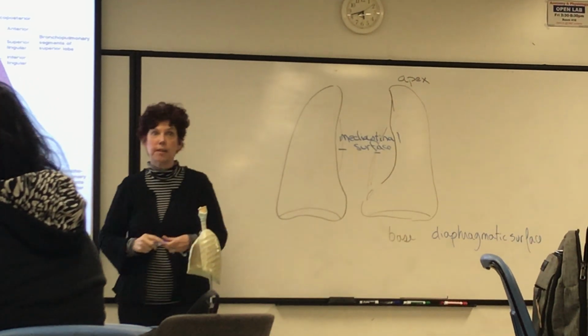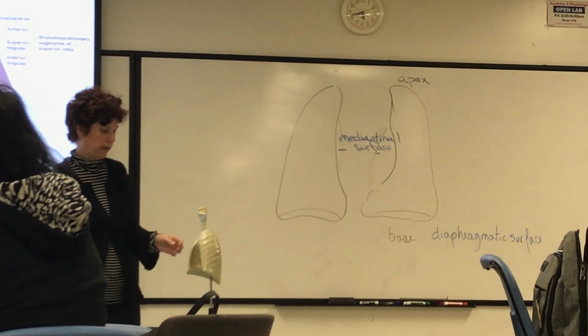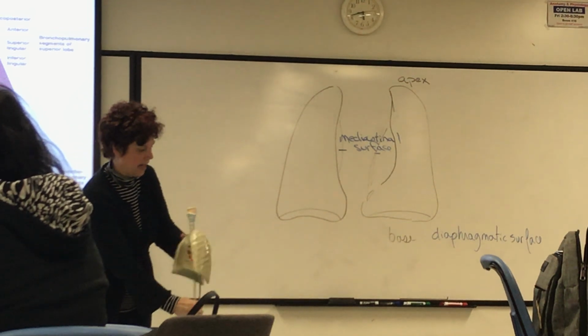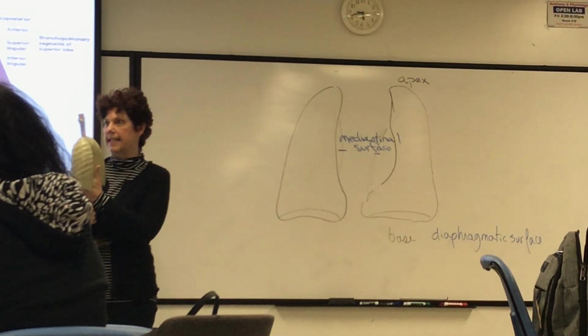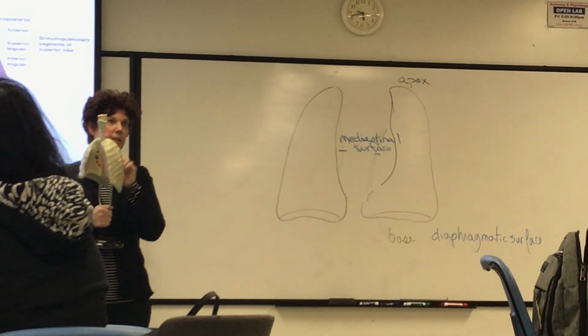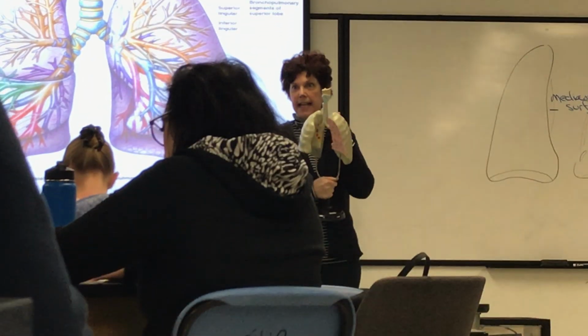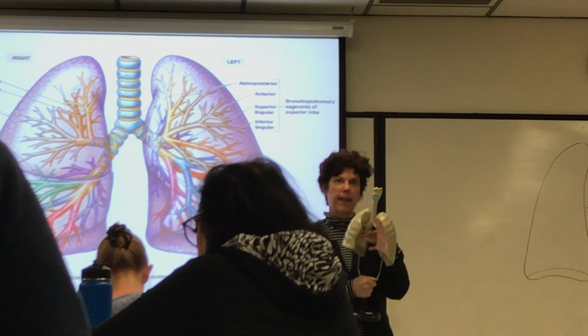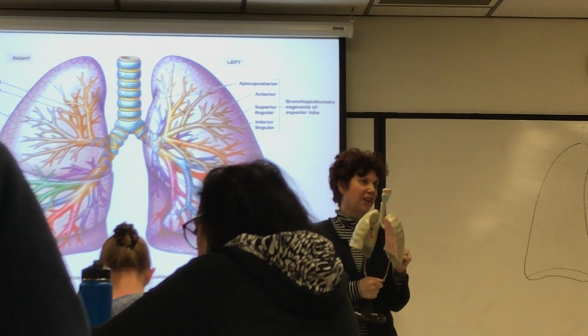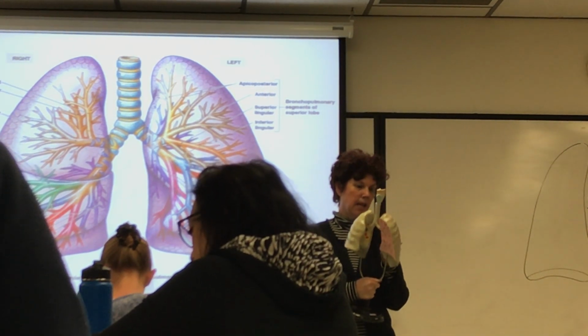Okay, now this also is the site, not the entire surface, but it's also the site where we have the hilum or hilus, which is the slightly indented region that contains the openings or the entrances and exits for the bronchi and the pulmonary veins and arteries and the bronchial arteries and veins. Okay?